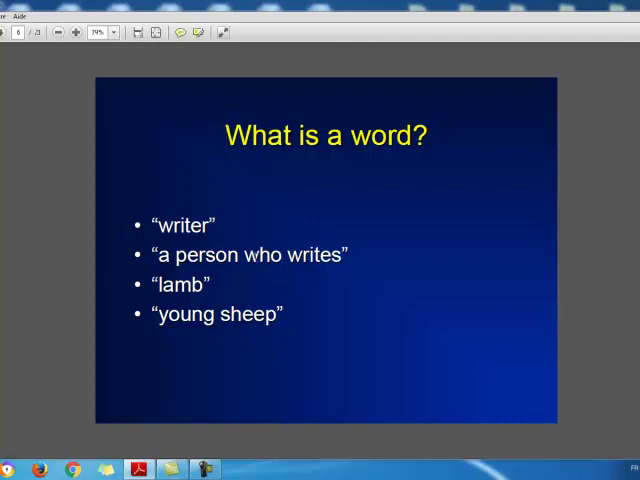So we have two different components here, which means that one-to-one correspondence between the sign, the word here, and the meaning, a person who writes, is not straightforward, because we have got one word, but we have got two components as far as the meaning of it is concerned.